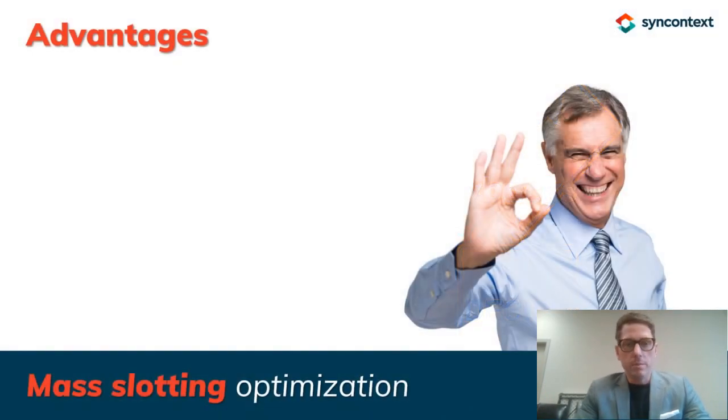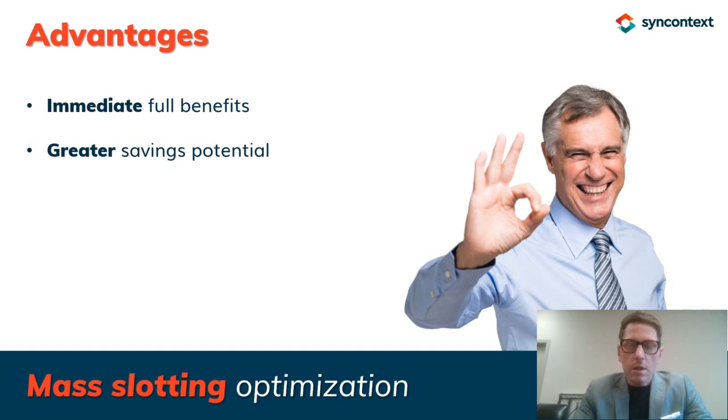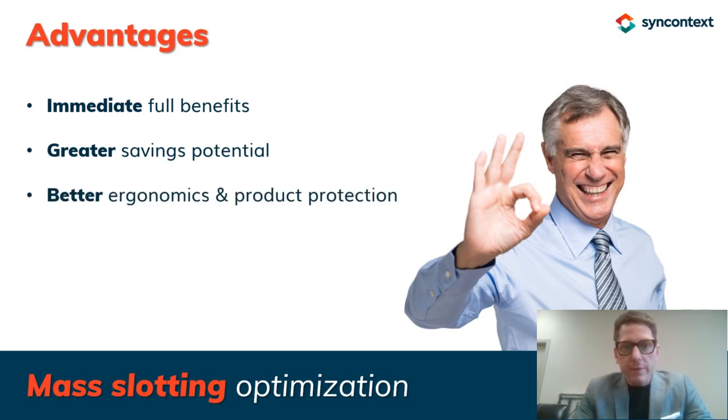Starting with mass slotting optimization. So the first one is you typically get the benefits immediately as soon as the reslot's finished. There is a potential for larger savings as well, especially the fewer constraints and the more changes you're willing to make. And the third one is that there are many benefits also when it comes to the ergonomics and product protection. So this is similar to the benefits of optimizing slotting in general.